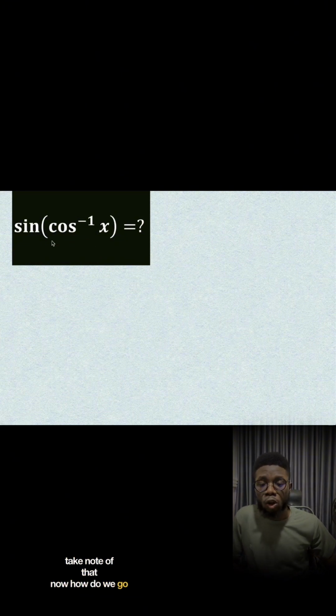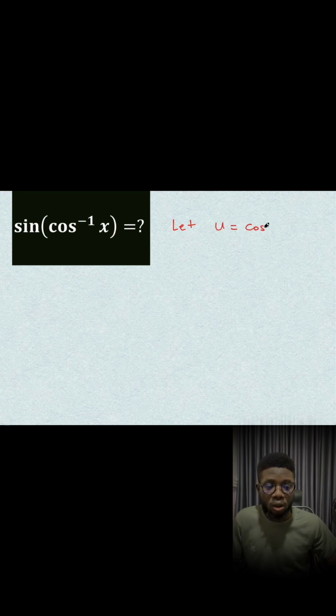Now, how do we go about this? Whenever you are given any trigonometry expressions like this, whether the inverse is the one outside or the inverse is the one inside, all you have to do all the time is target the one that has the inverse. You can use any letter to represent that one. So you can write something like this: let u equal arc cos x.